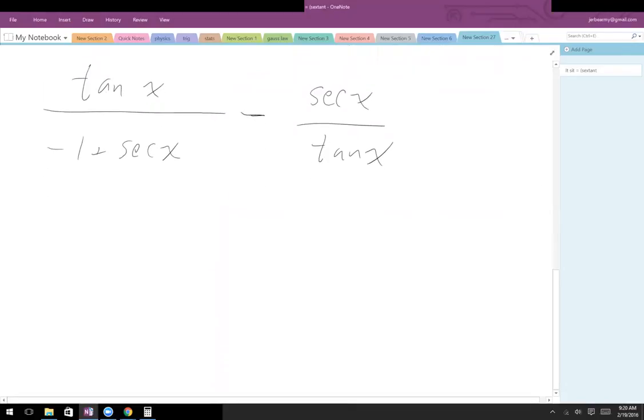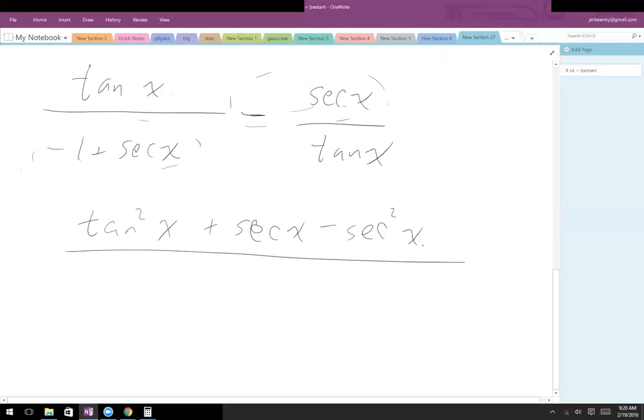So we want to write this whole thing in terms of just tangent. Well, let's start with the obvious thing and put the two together, right? I need to go tangent times tangent, the whole cross multiply thing that was drilled into you back in elementary school. And then I need to go the 1 plus secant times the negative secant. So negative 1 times negative secant is plus secant. And then secant times negative secant is minus secant squared. And I've got negative 1 plus secant.